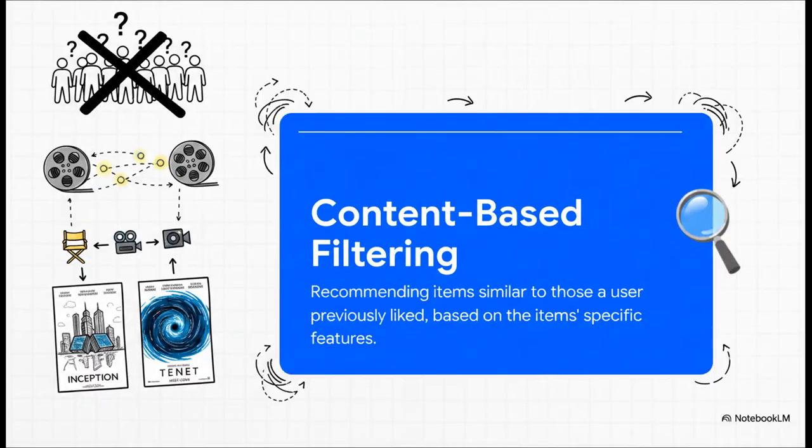Okay, now let's flip the coin and look at content-based filtering. This approach totally ignores the crowd. It doesn't care what other people are watching. Instead, it looks at, let's call it, the DNA of the content itself. It's all about the features. So if you just finished watching Inception, the system doesn't look for people who also liked Inception. No, it looks at the movie's features. Christopher Nolan, sci-fi, mind-bending plot, and then it finds other movies with similar features, like Tenet. It's basically a big game of matching tags.